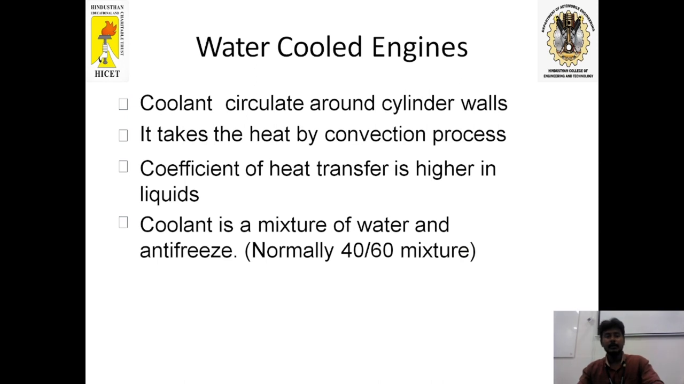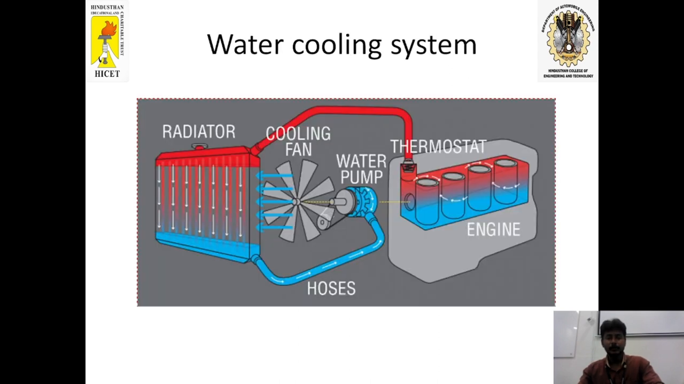Water cooled engine: coolant is used in this system and the coolant circulates around the cylinder walls. It takes the heat by the convection process. The coefficient of heat transfer is higher in liquids. Coolant is a mixture of water and antifreeze solution. The water cooling system consists of a radiator, cooling fan, water pump, hoses, thermostat valve and multi-cylinders.